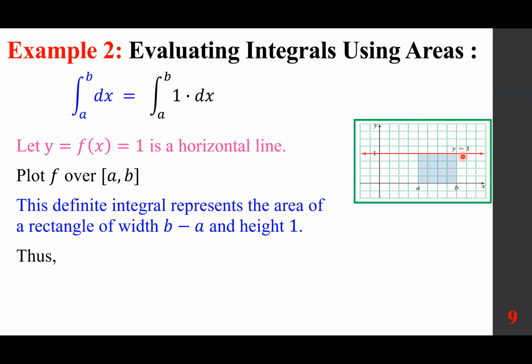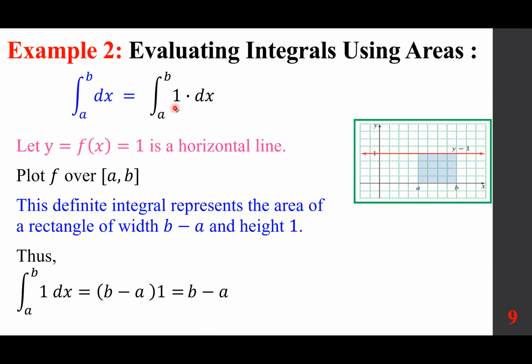So this definite integral represents the area of a rectangle with the width of b minus a and a height of 1. Therefore, the answer is simply b minus a times 1, or b minus a. Very straightforward. It's a geometric shape we can handle. But I want to look at it from the point of view of the definite integral. So you see they give us the same answer. The difference is the definite integral will always work, whereas the shape may not be a geometric shape that we are familiar with.